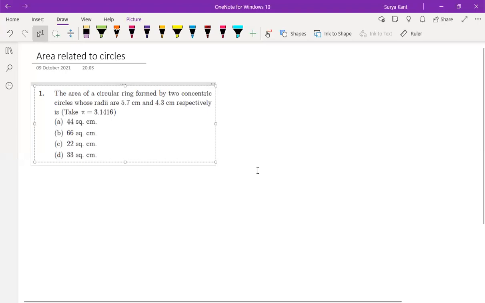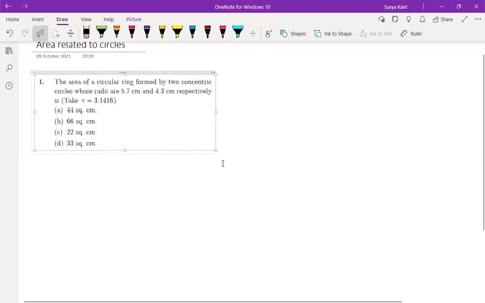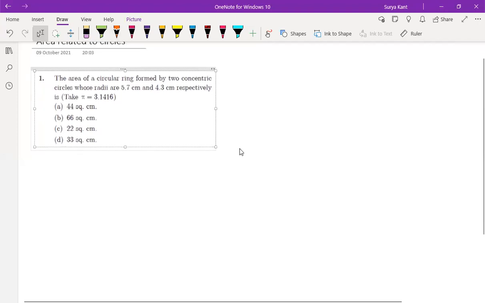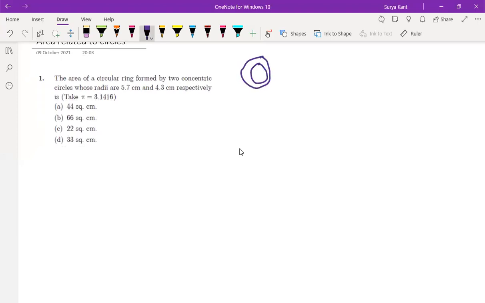Sir, I think 44, sir. You solved or you're done like that only? Sir, I solved. Circular ring, like see this one, right? So the area of the circular ring, where the circles are concentric, is pi capital R square minus pi small r square. So capital R is 5.7, small r is 4.3.